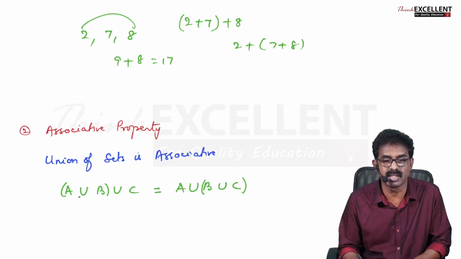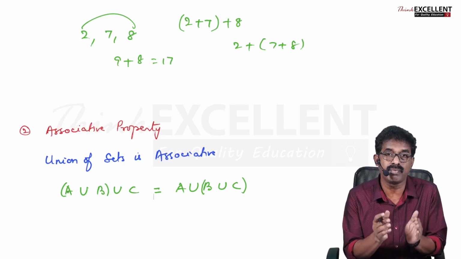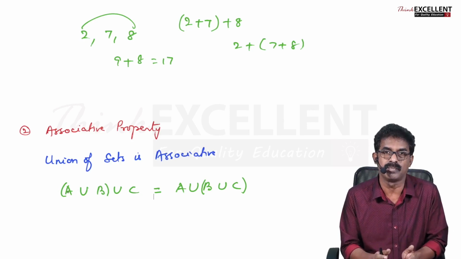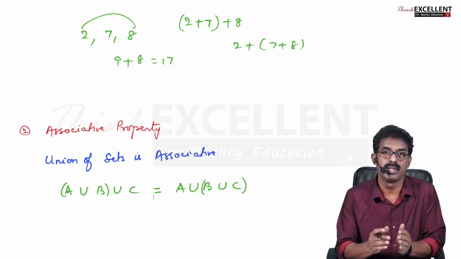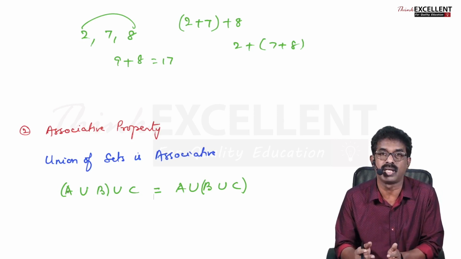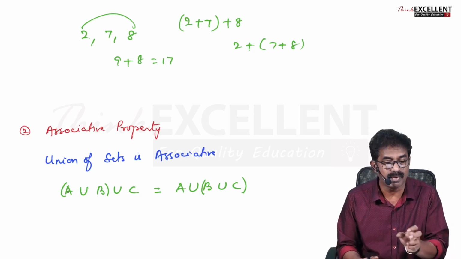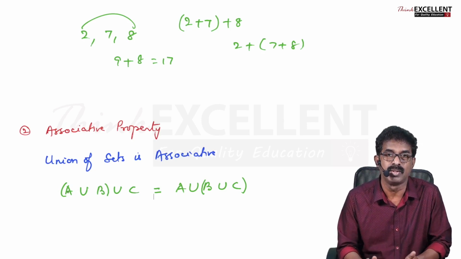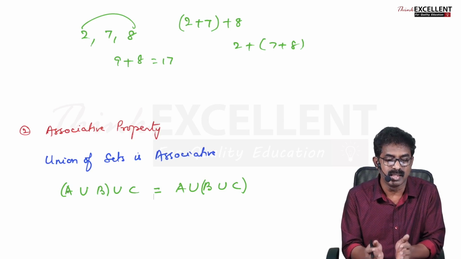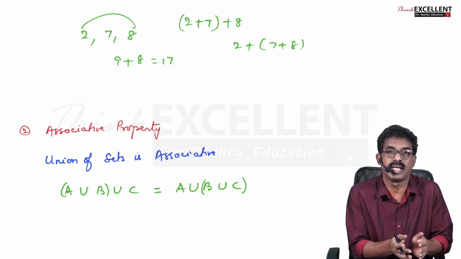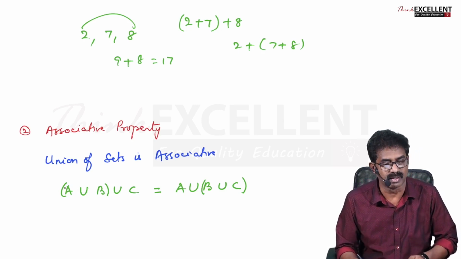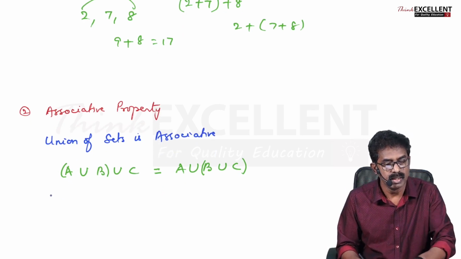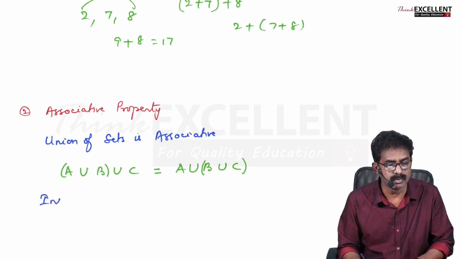What's the difference here? When you find the left side, first you find the term inside the bracket. Inside the bracket, what is there? A union B. You have to find A union B first. With that answer, you take the union with C. That is for LHS. But for RHS, you find the term inside the bracket. What is inside the bracket? B union C. So you find B union C first. Then with that answer, you take the union with A. Hope you understood the difference. Okay. So union of sets is associative. Intersection of sets is also associative.